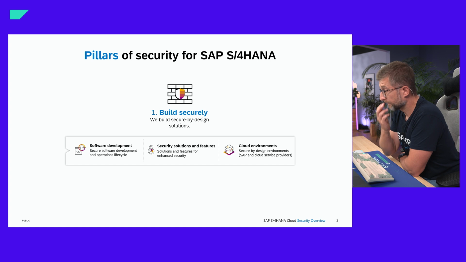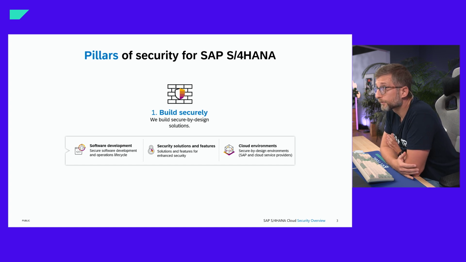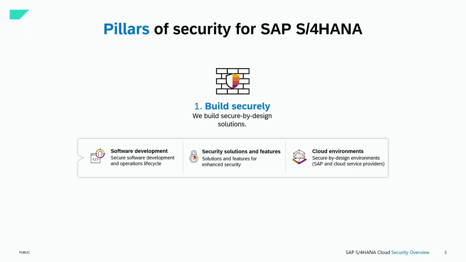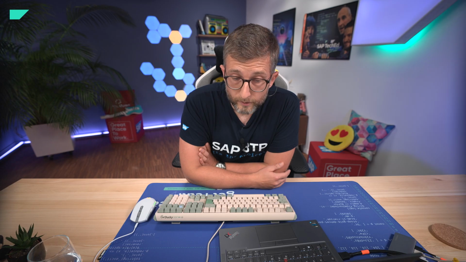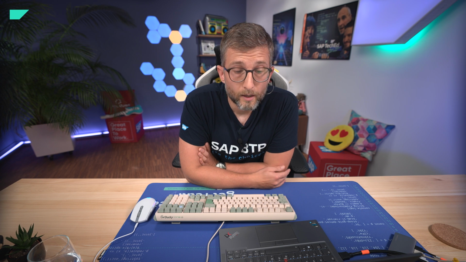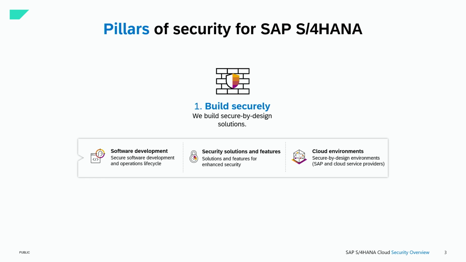The first pillar I want to talk about, how we build secure software, is divided into 3 parts. I will explain our approach to software development, our secure software development and operations lifecycle, tools and products that help our customers to run their solutions securely, and how SAP secures the cloud infrastructure and protects them from threats.